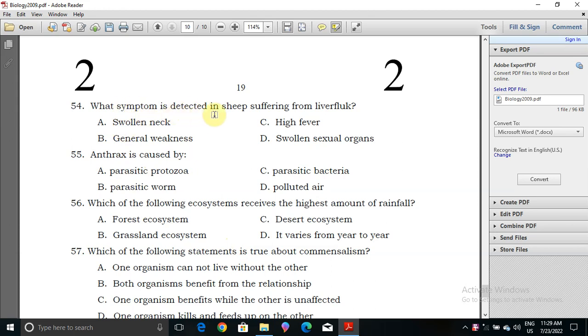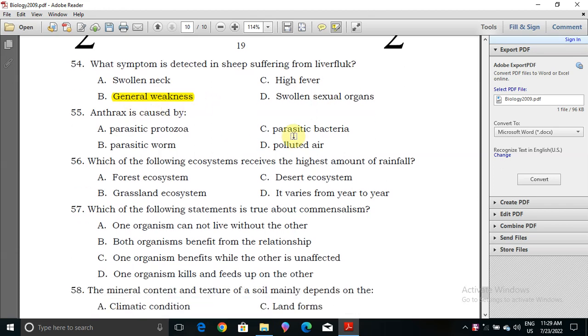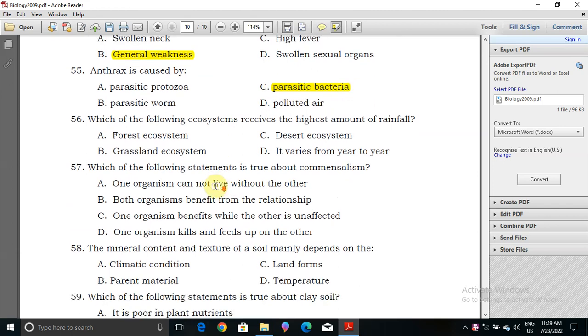What symptom is detected in sheep suffering from liver fluke? It will be swollen neck, or general weakness, or high fever, or swollen sexual organs. So the correct answer will be general weakness, because it says what symptom is detected in sheep suffering from liver fluke. It will be general weakness. Now question number 55. Anthrax is caused by parasitic bacteria. Question number 56. Which of the following ecosystems receives the highest amount of rainfall? It will be the forest ecosystem.